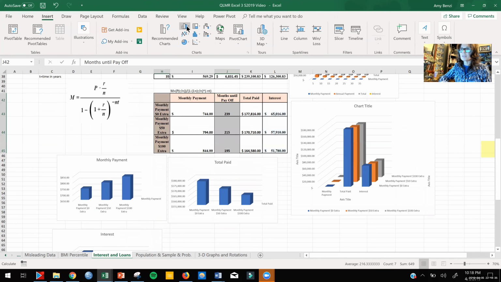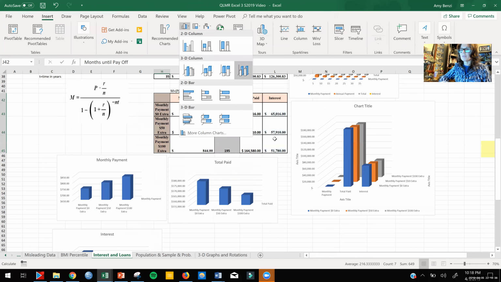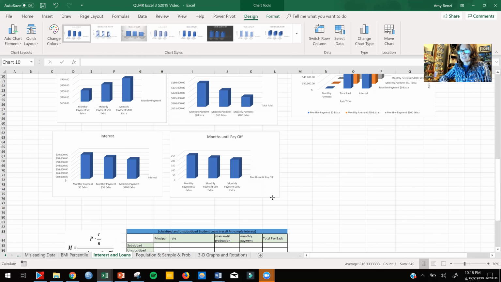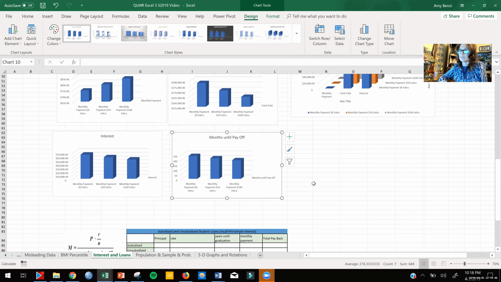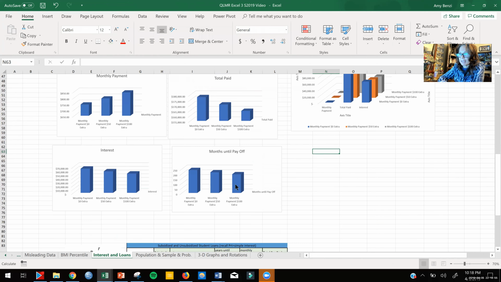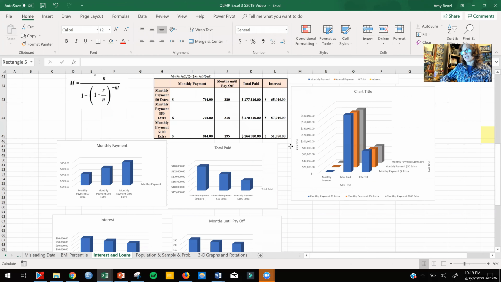So we can insert a 3D column chart for that one as well, just so that we can see our months until payoff. It was senseless to put the months till payoff onto the big chart because it was just like the monthly payments. So the months till payoff, you can see that you pay fewer months when you pay your extra money. So please explore that, have some fun looking at it. Hopefully this is something that can help you help others as well.